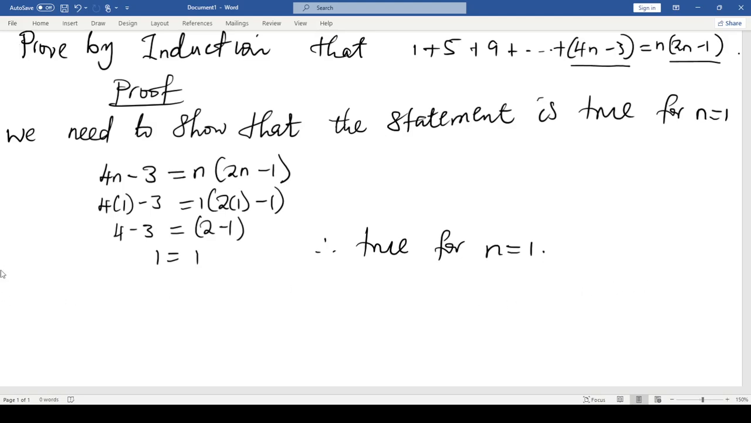Okay, so we go to the second step, which is the inductive hypothesis. So I just say inductive hypothesis there.